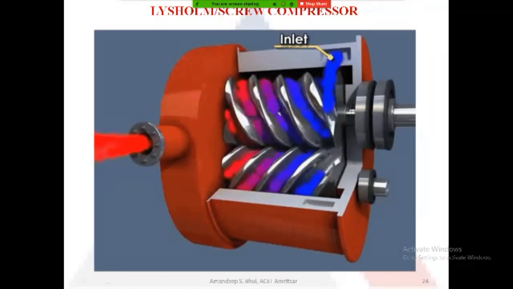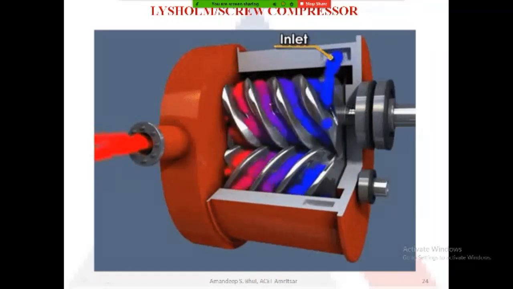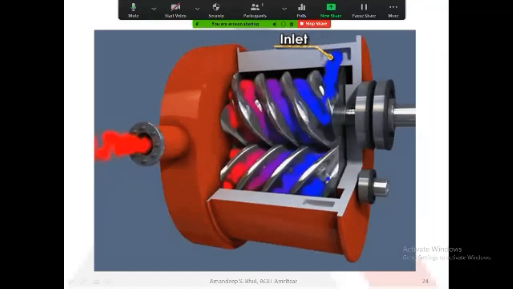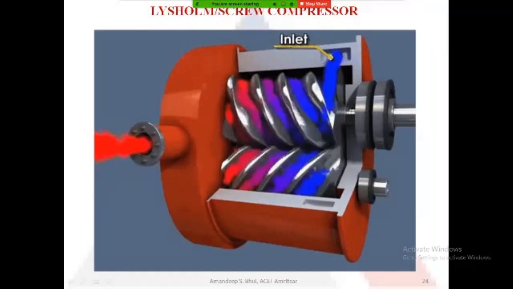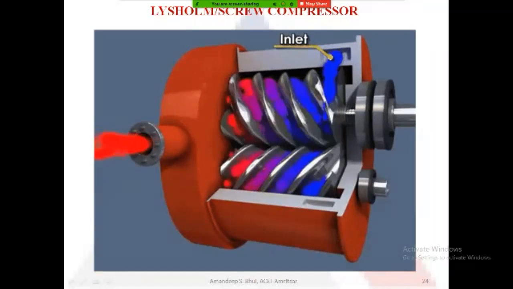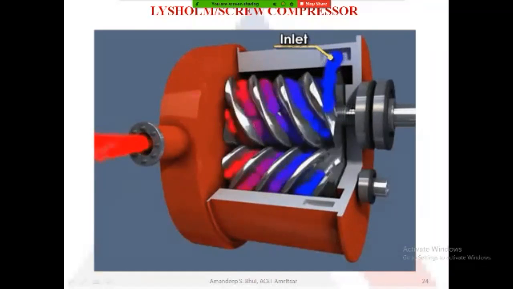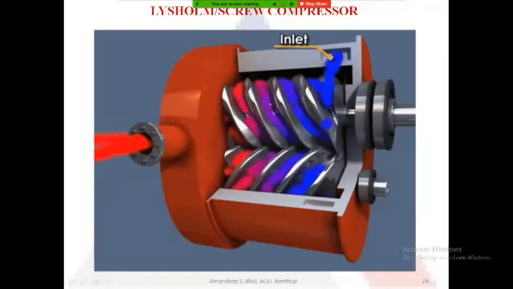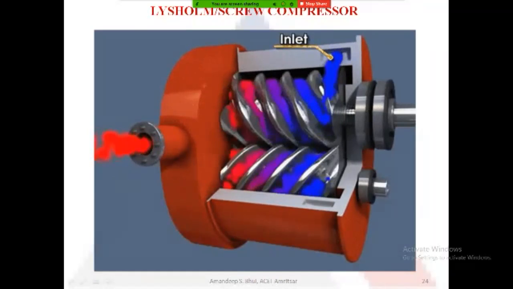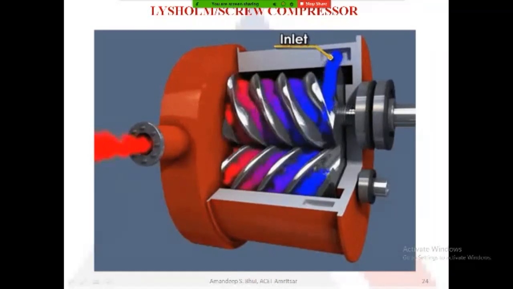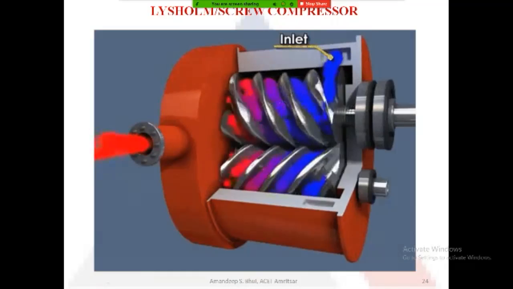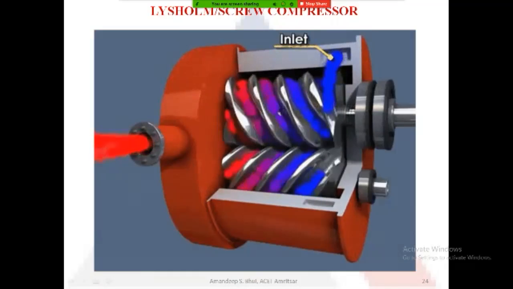So as the volume gets reduced, the air gets compressed. You can see the air getting trapped and moved in the forward direction as both rotors rotate. Because of this helical action, the trapped air, you see here, becomes purple and then red, so it gets compressed, and then this compressed air is delivered out through the delivery side of the compressor. So this is the working of a Lysholm type of compressor.